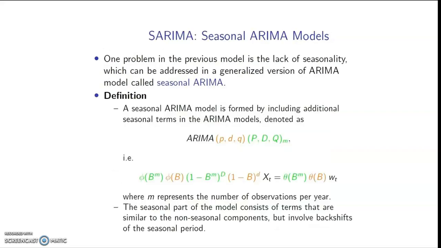One problem in the ARIMA model is that there is a lack of seasonality, which can be addressed in a generalized version of ARIMA, and that is known as seasonal ARIMA. And the definition is: a seasonal ARIMA model is formed by including additional seasonal terms in the ARIMA models, denoted as ARIMA (p,d,q), where p is the order of autoregression, d is the order of differencing, and q is the order of moving average. And in this model, m represents the number of observations per year.